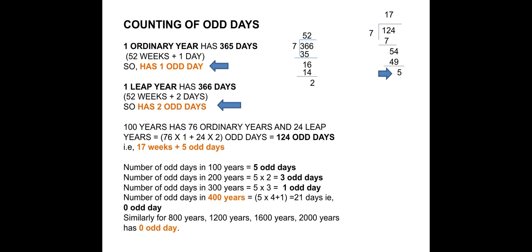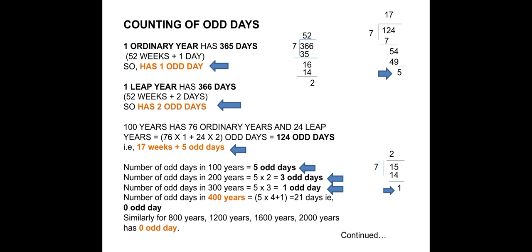So we will go one by one. The number of odd days in 100 years is 5 odd days, that we have calculated now. For 200 years it will be 5 into 2, that is 10. 10 divided by 7, we get the remainder as 3. That is why 3 odd days. And we go for the next, 300 years. For 300 years we take 5 into 3, that is 15 by 7. We get 1 as the remainder, so 1 is the odd day.